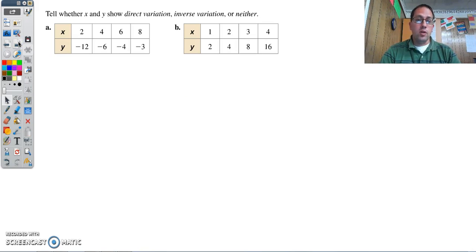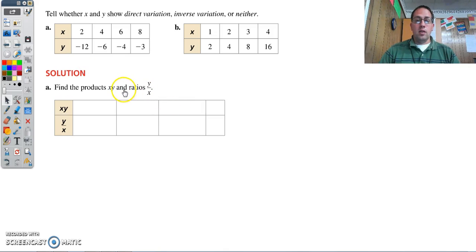Again, is this direct variation or inverse variation? Now notice here, it's not giving us the equation, right? It's not asking us for the equation either, so we don't have to find the equation to do this. What we're going to look at is the products and the ratios, x times y and y divided by x.